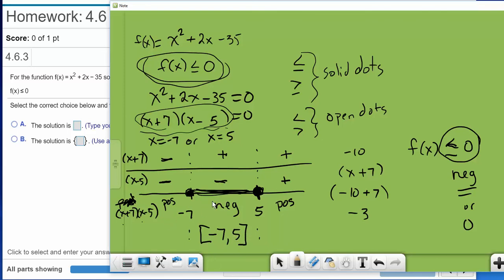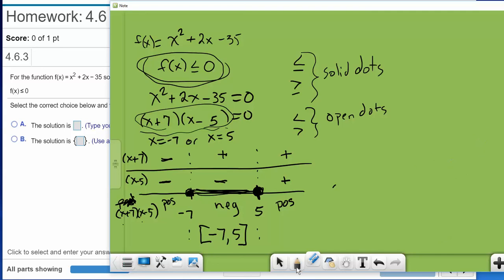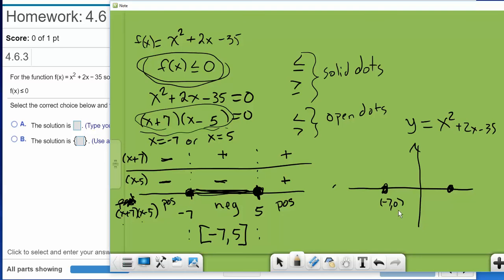Oh, and then I said I was going to show you one more. So the other method you could do is basically the same idea. You find the critical values, or the x-intercepts, and you think of, if you were to graph y equals x squared plus 2x minus 35, you know that's a parabola that opens up. And if the x-intercepts are at negative 7 and positive 5, negative 7, 0, 5, 0, and it's a parabola that's opening up, we know that it's going to do something like this.